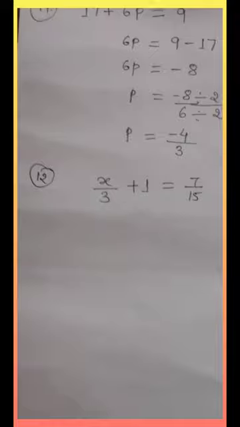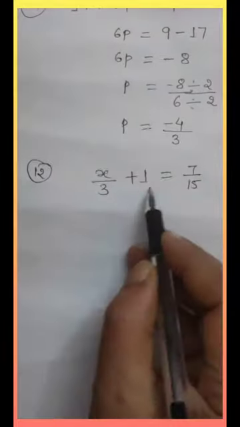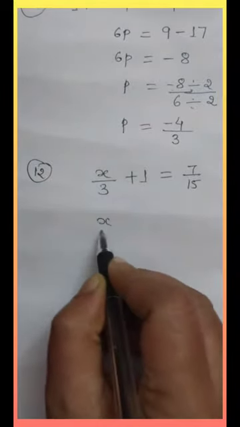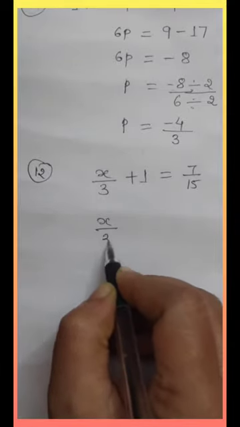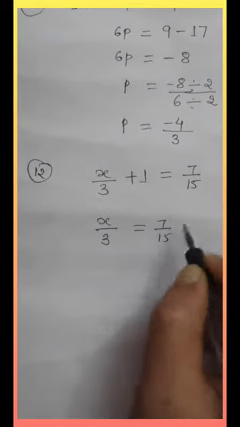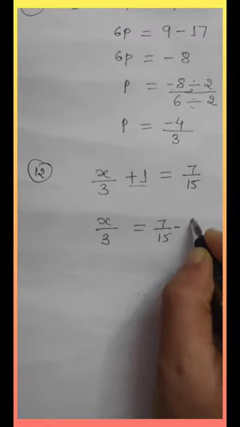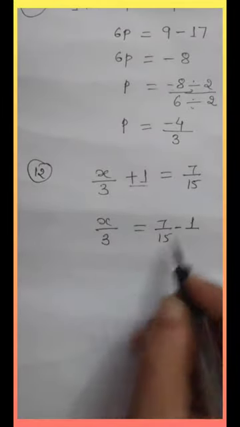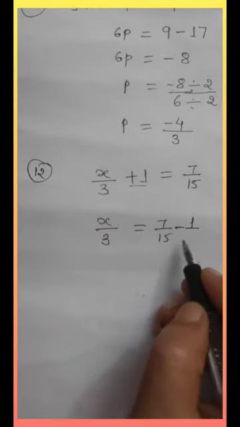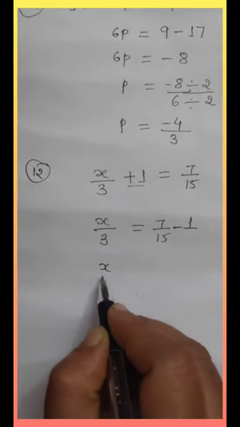The last problem, x upon 3 plus 1 is equal to 7 upon 15. Now, this has the variable, so we are not supposed to change its side. We keep it on the same side. x upon 3 is equal to 7 upon 15. The number plus 1 will be transposed to the right hand side, and it will be minus 1. Now, whenever we have rational numbers, what we have to do first is to make the denominators common. If the denominators are not same, we cannot add them.